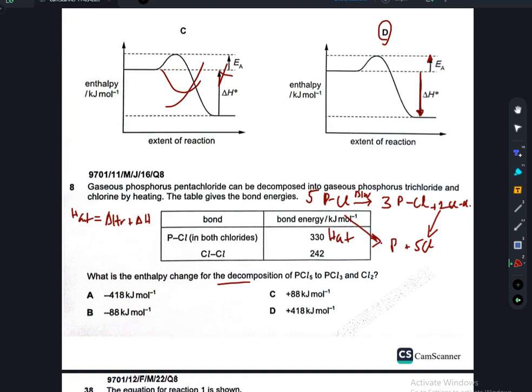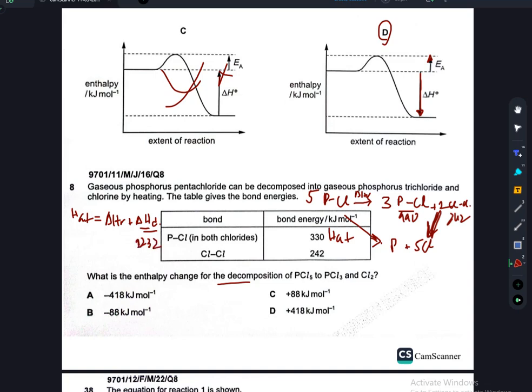It is again PCl5, PCl3 and Cl2. I will go for decomposition here, so for decomposition of this part, not for this. So 3 PCl is 339, so this is 990 and this is 242. So for this arrow, it is delta HD, which I have been given here, is 1232.